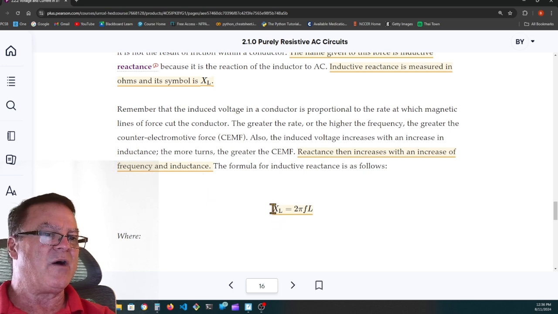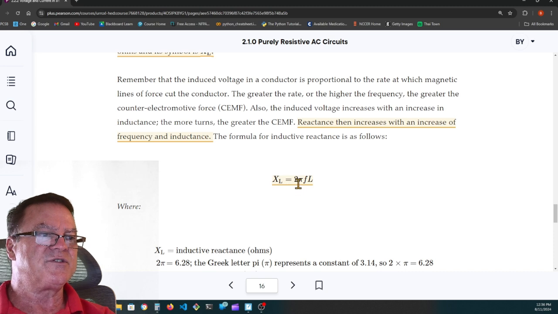So here is our formula. X sub L, inductive reactance, equals 2 times pi times the frequency times the inductance in henries. X sub L equals 2 pi times the frequency times the henries.